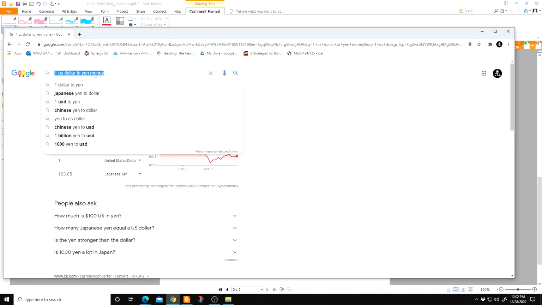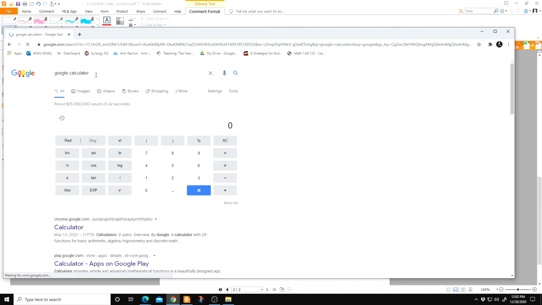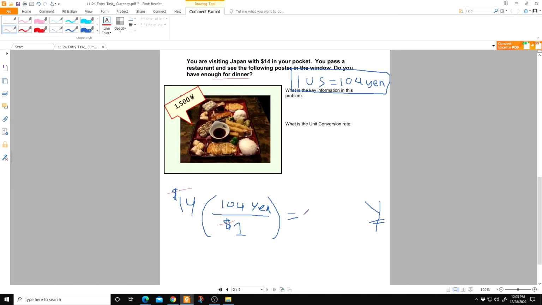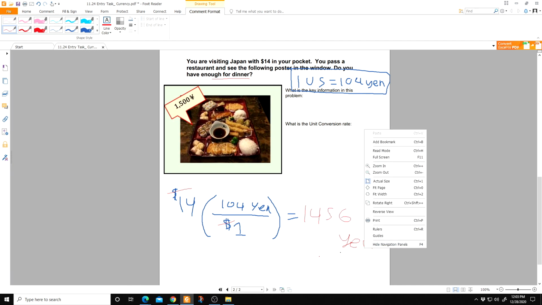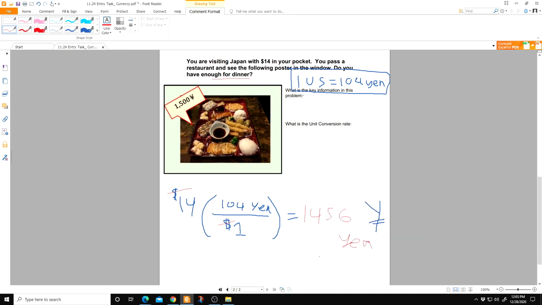So Google calculator, 14 times 104, you get 1,456 divided by 1. So that's 1,456 yen. So that is our symbol. You can even write yen if you want to. But nonetheless, that is our symbol right there. And you can see that 1,456 yen. And do you have enough? Well, no, you do not have enough, because this was 1,500. This is 1,456.